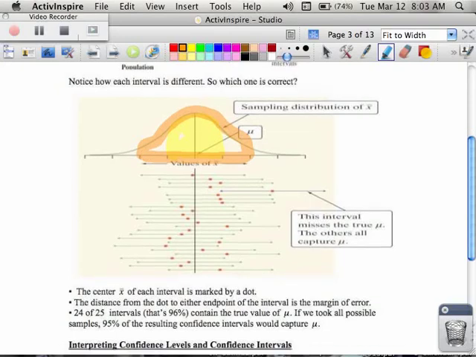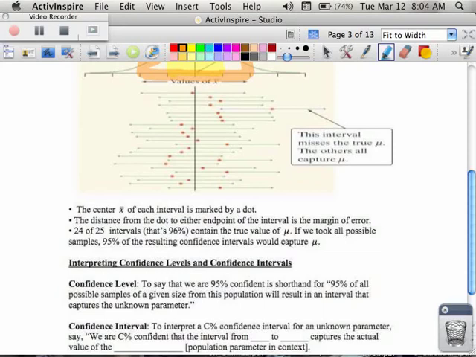So down below here, the center, which is x bar, is marked by these dots. The distance is the margin of error. Those are the arrows I was talking about. And we'll notice that 24 out of the 25 samples that we took, in our case it's actually 96%, had the true mean in it.